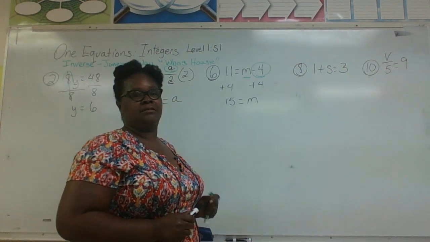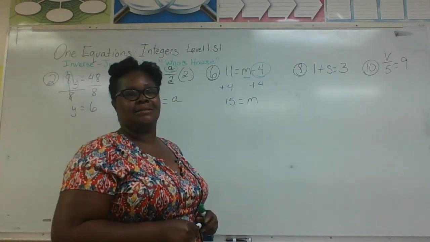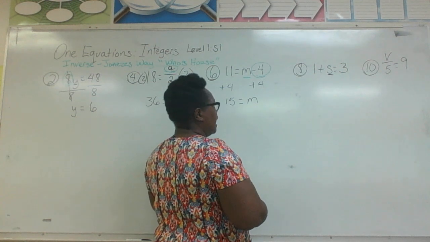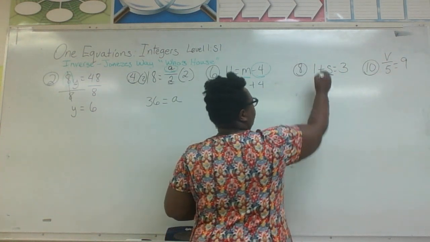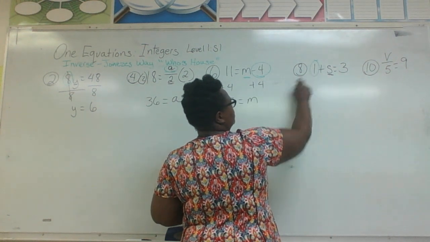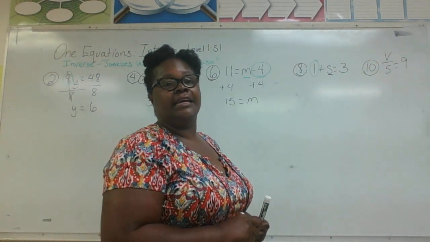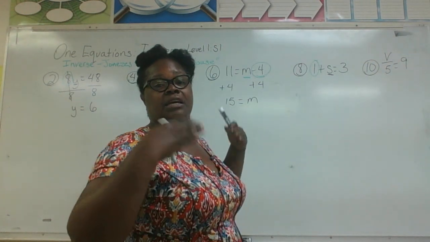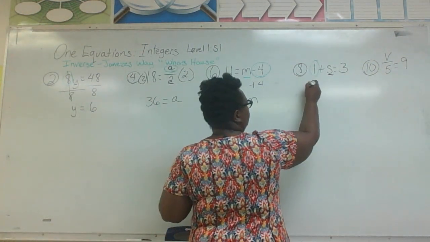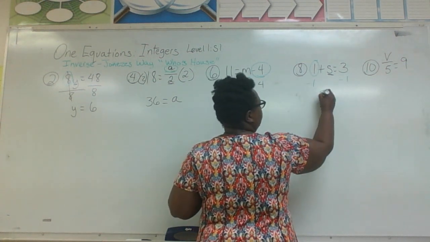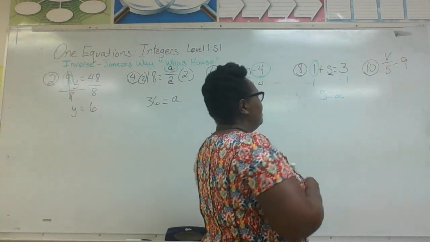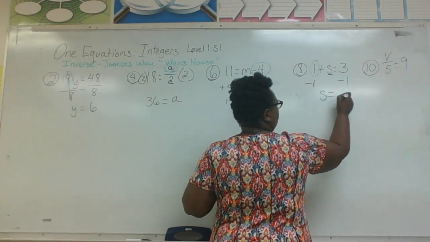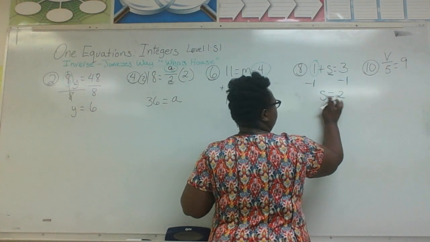Moving on to number 8. Number 8 reads 1 plus s equals 3. Question, whose house is it? It is s's house. Who's in s's house? 1 is in s's house. What is 1 trying to do? There is no indication, so it is positive addition. The inverse of being added is to be subtracted. So we would subtract 1 from this side, subtract 1 from this side, and s will be equal to 2. Lastly, let me write that in. There we go. That way you can see it better.